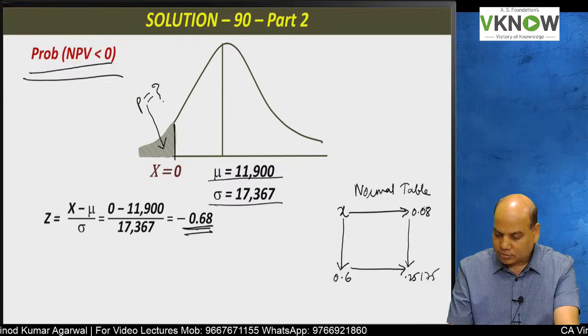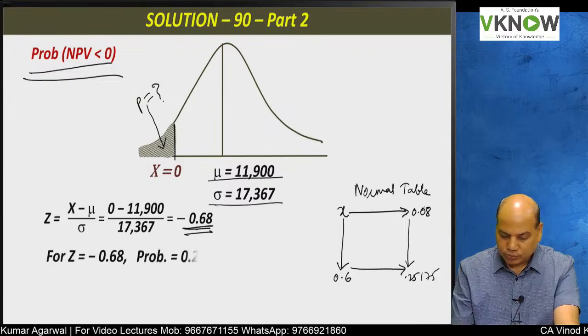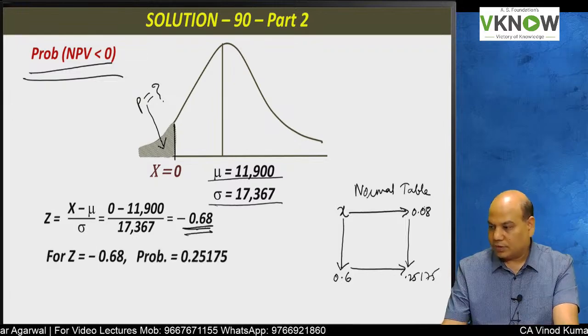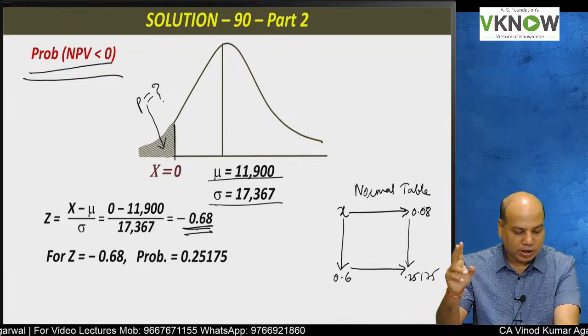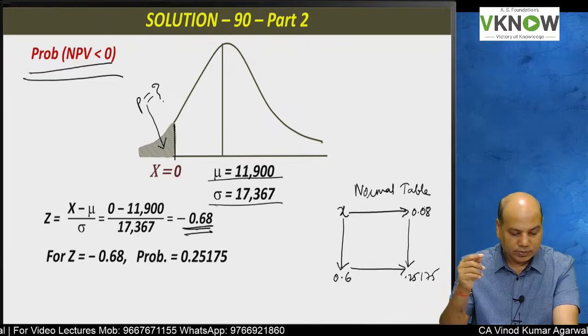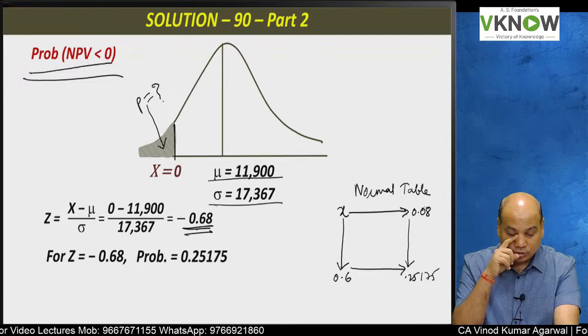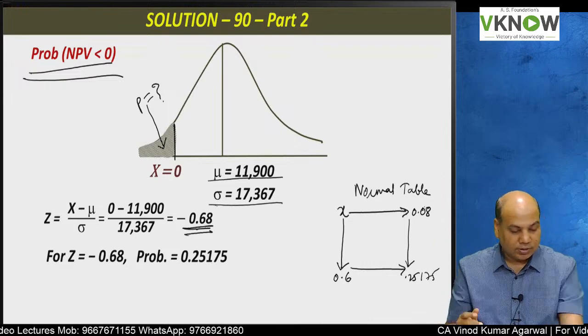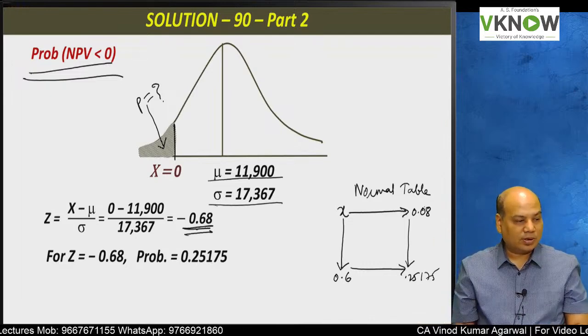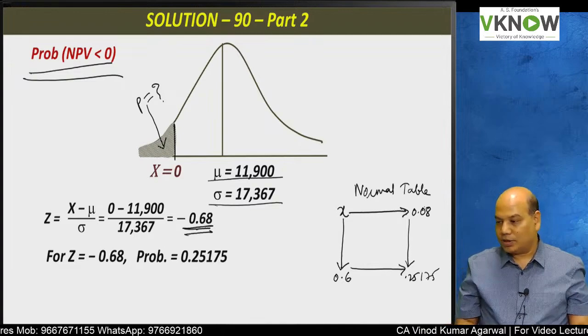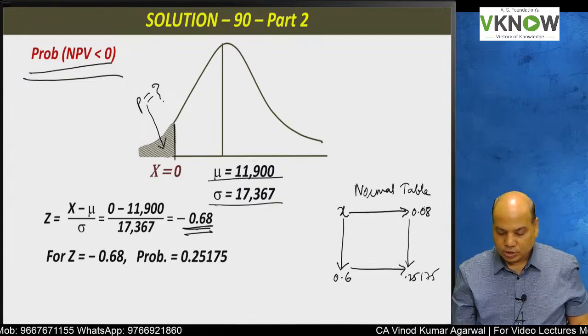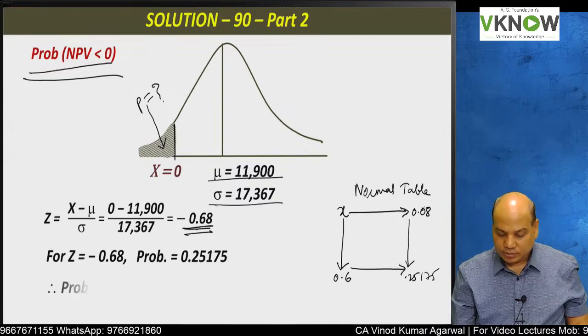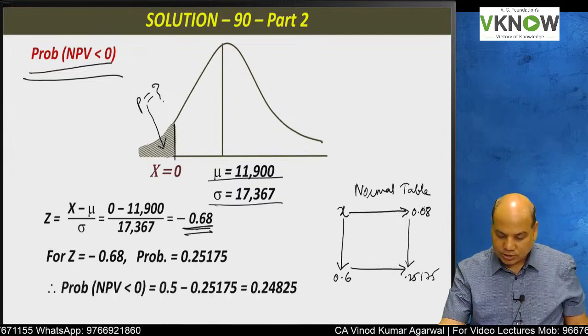0.25175. Can you see this number? 0.25175 in our table that I have provided to you at the end of the book. Other students who don't have the table will have to find the normal distribution table. 0.25175, but that is not the answer.